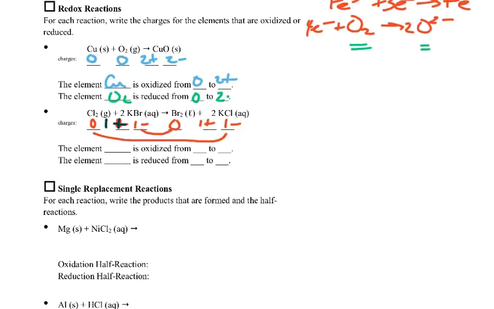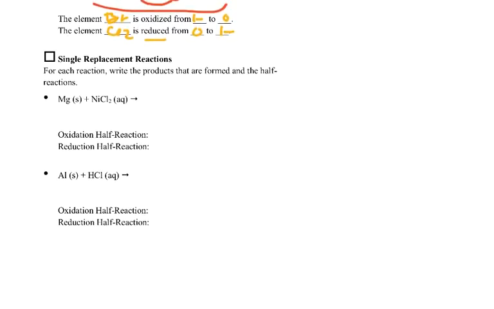So we can say the element Cl, 0 to 1-, that's being reduced. So Cl2 is reduced as it goes from 0 to -1. The bromide is going from -1 to 0, that's oxidized. Okay, single replacement reaction. So for each reaction, write the products that are formed and the half reactions.